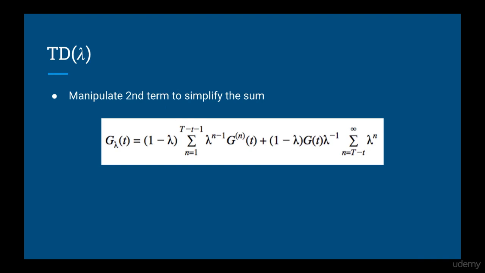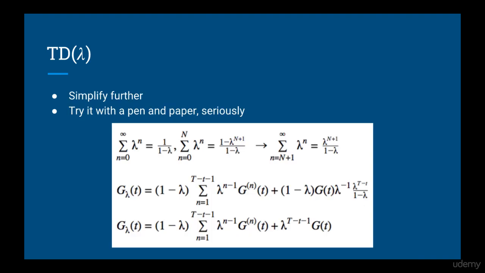We can manipulate the second term until we're left only with the part that depends on n inside the sum. Now the next step is, if you manipulate some of the identities related to series, you can solve for the second sum in closed form. So now we have an expression for the lambda return in terms of all the n-step returns that go up to the end of an episode and then the full return. Pause the video if you want to understand this derivation. I would recommend walking through it using a pen and paper.